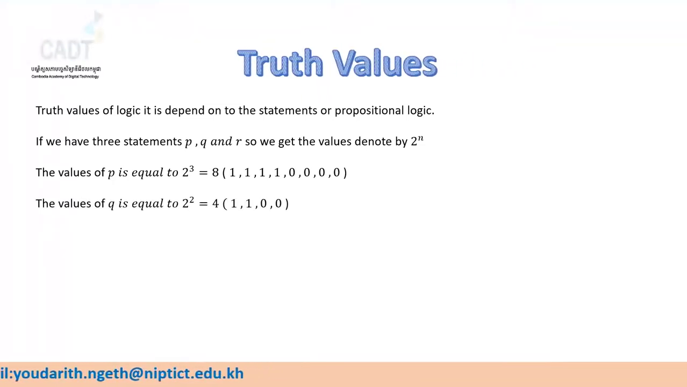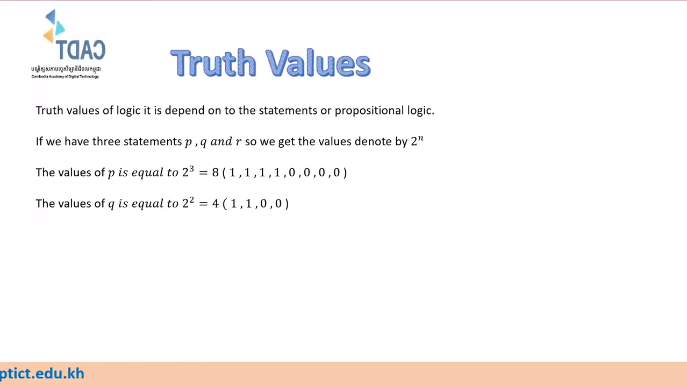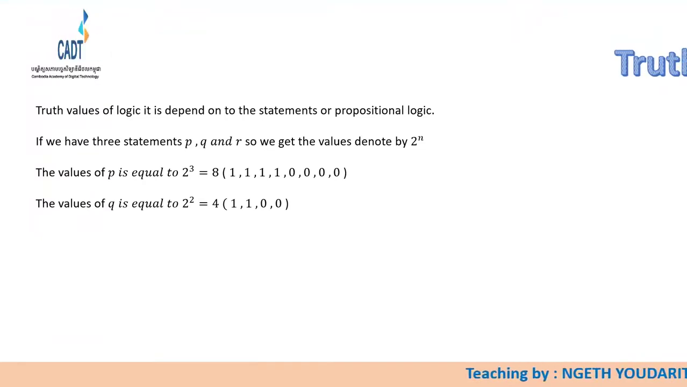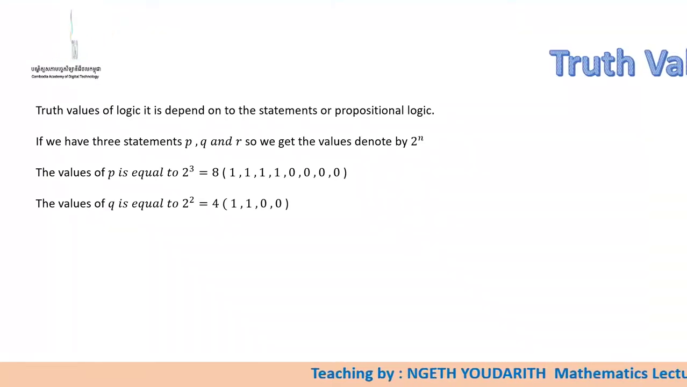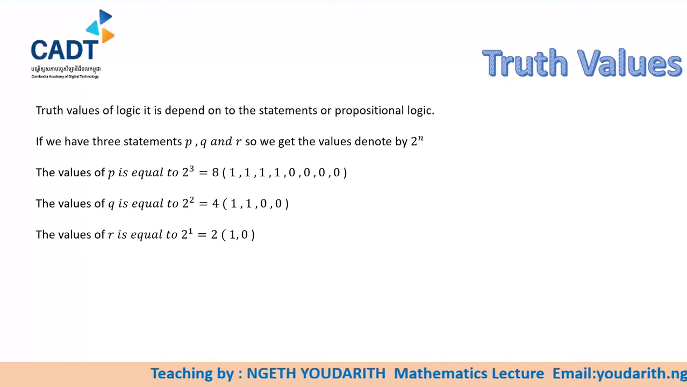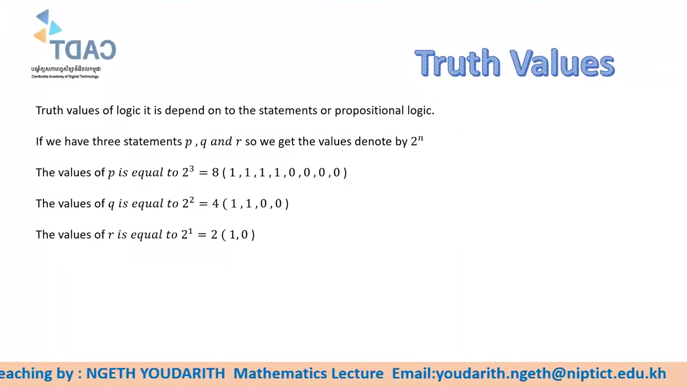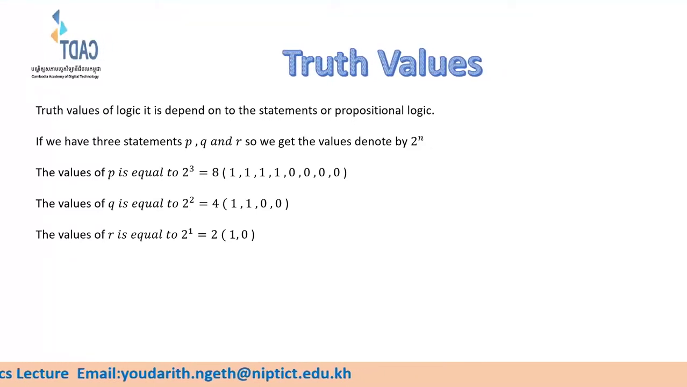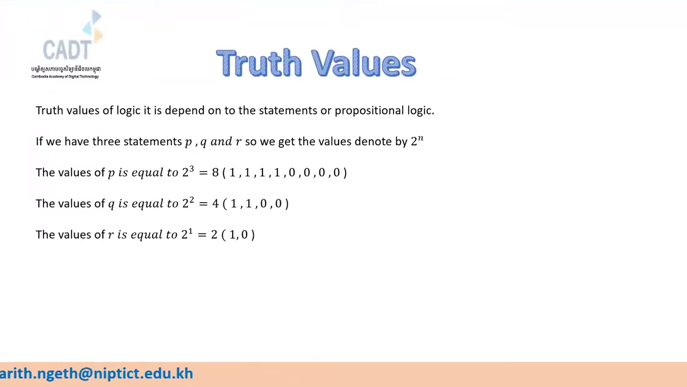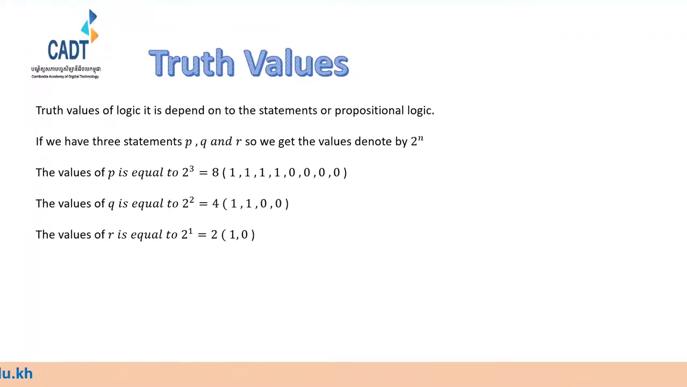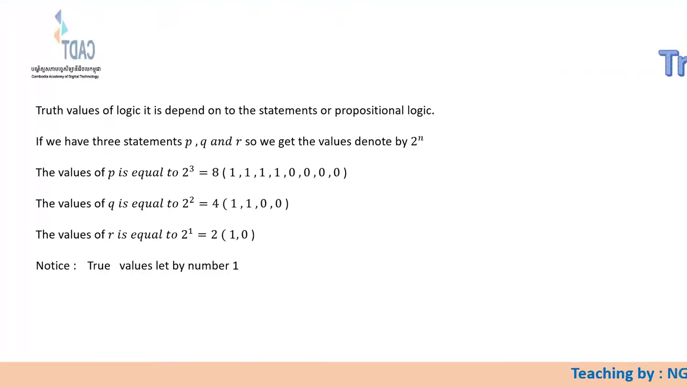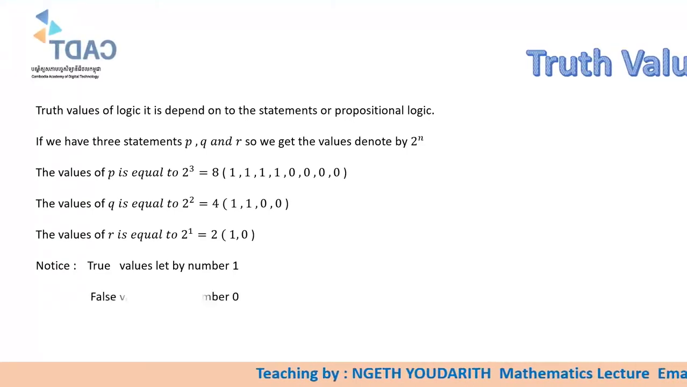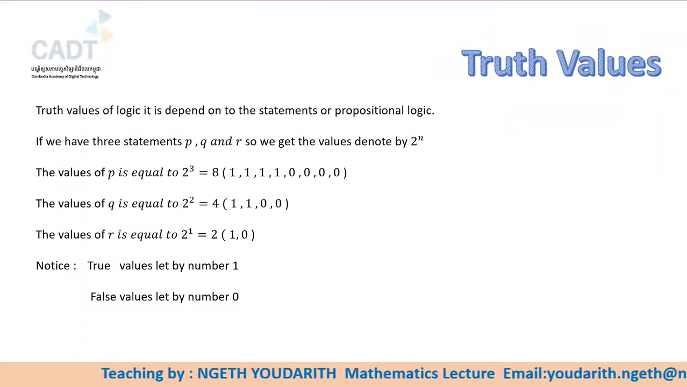And the value of Q is 2 power 2. 2 power 2 means that we get 2 true values and 2 false values. And the value of R is 2 power 1, which is equal to 2. There is 1 true value and 1 false value. Notice that the true value is denoted by number 1 and the false value by number 0.